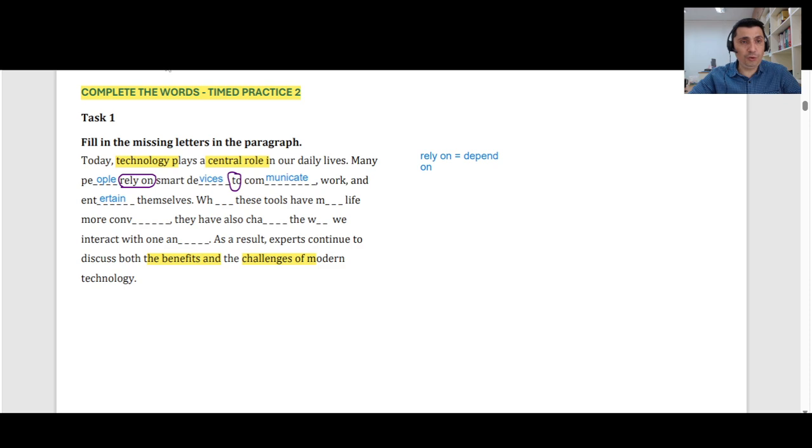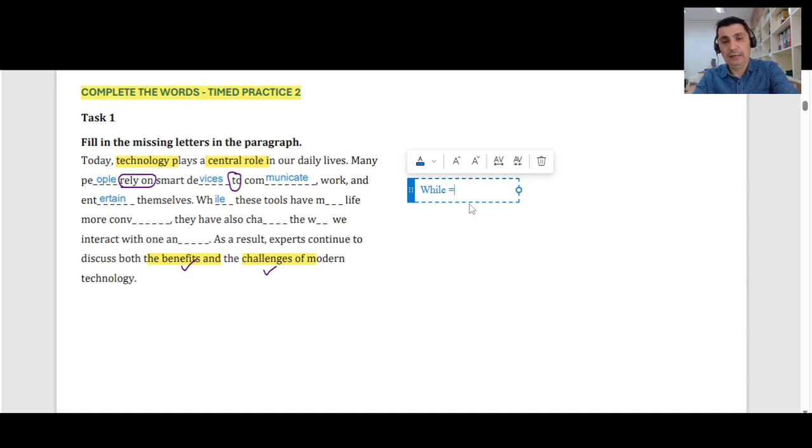Now, if you remember, we were going to talk about both the benefits and challenges of modern technology. And at this part, we start with the challenges of modern technology. So here, the linker is while. While these tools have, so I'm sure again many of you know this, but while as a time linker, it's the same as when and while. But as a contrast linker, while is the same as although, right? So it gives a surprising result.